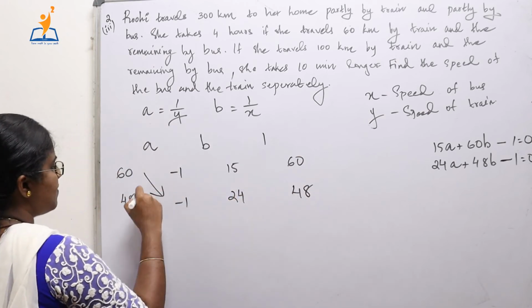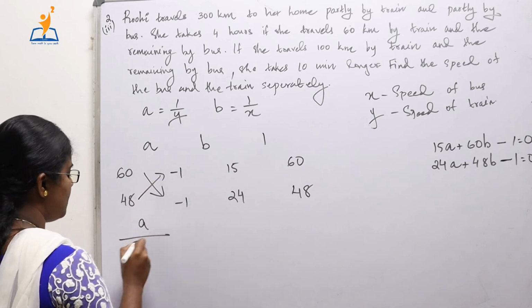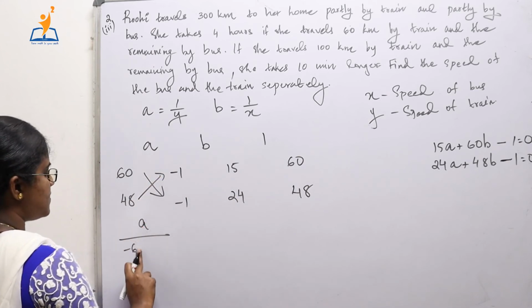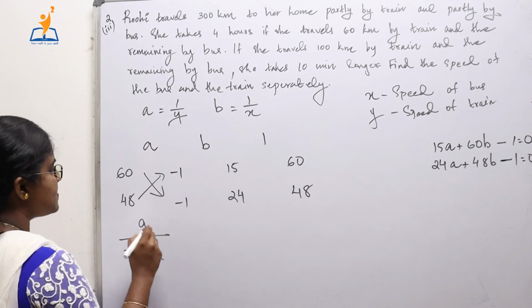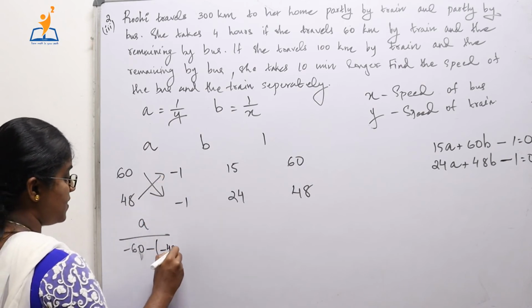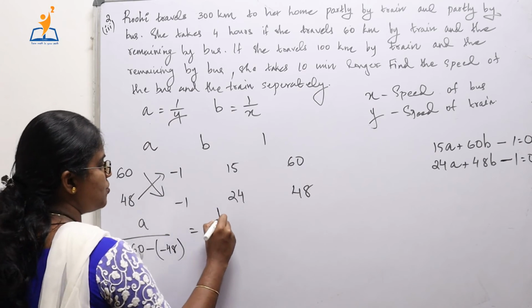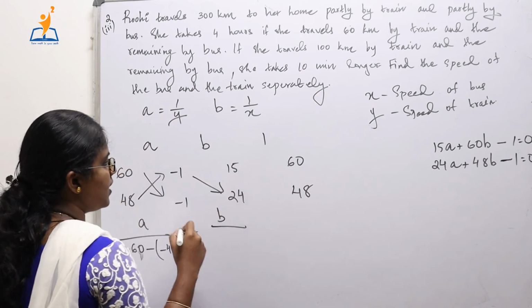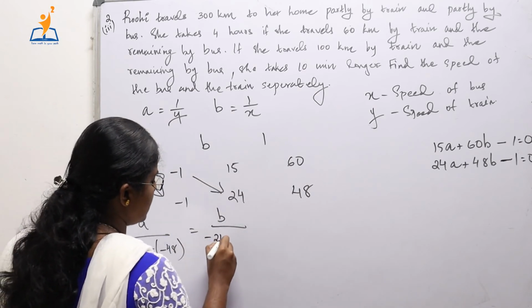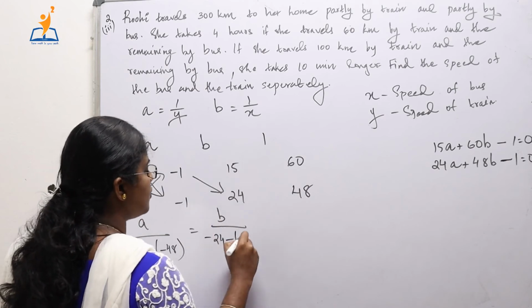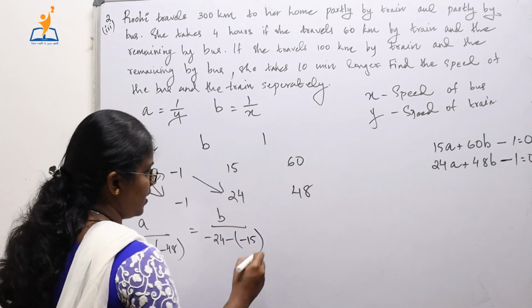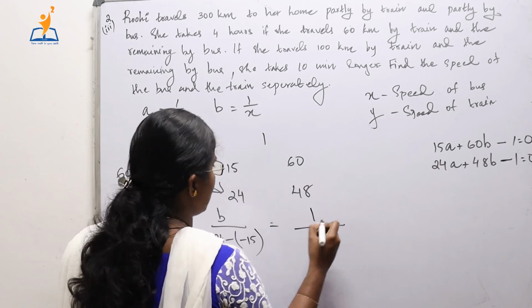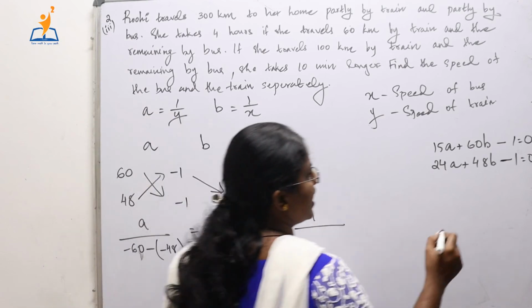And from this we will get like this: a by 60 into minus 1 is minus 60, minus 48 into minus 1 is minus 48, which is equal to b by minus 1 into 24 is minus 24, minus 1 into 15 is minus 15, which is equal to 1 by 15 into 48. We have to do that.